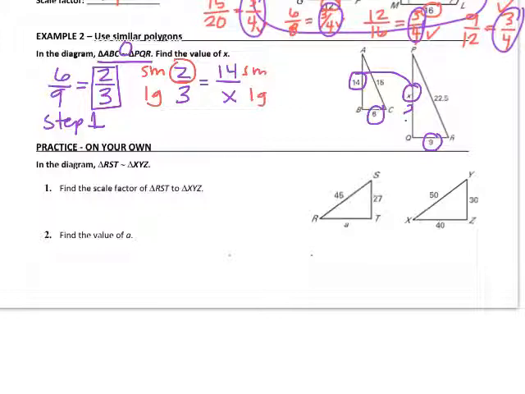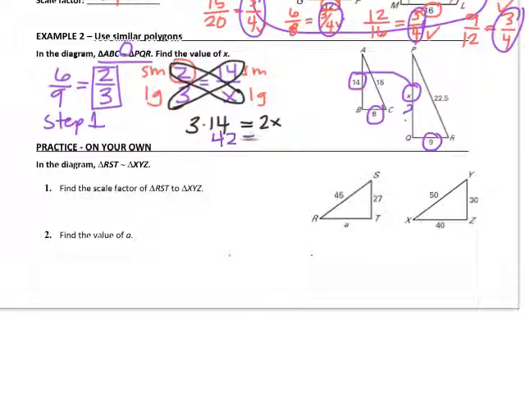Okay, now what we're going to do is we're going to cross multiply. So we're going to take 3 times 14 and set that equal to 2 times x. 3 times 14 is 42, and we set that equal to 2x. We're going to divide by 2, so x is going to equal 21.